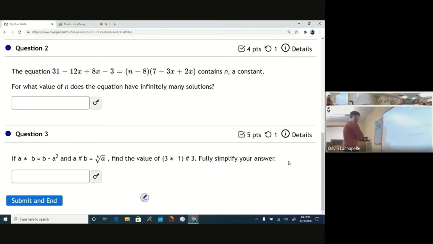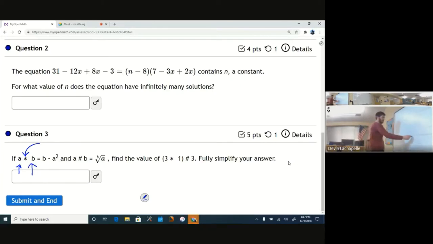Okay, so this one, we have to use a little bit of arithmetic. So this says A asterisk B equals B minus A squared. So this just means the first number that appears is going to be A. The second number that appears is going to be B. Those are just kind of placeholders.